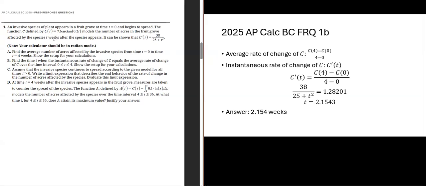Okay. Part C. Assume that the invasive species continues to spread according to the given model for all times t greater than 0. Write a limit expression that describes the end behavior of the rate of change in the number of acres affected by the species. Evaluate this limit expression.